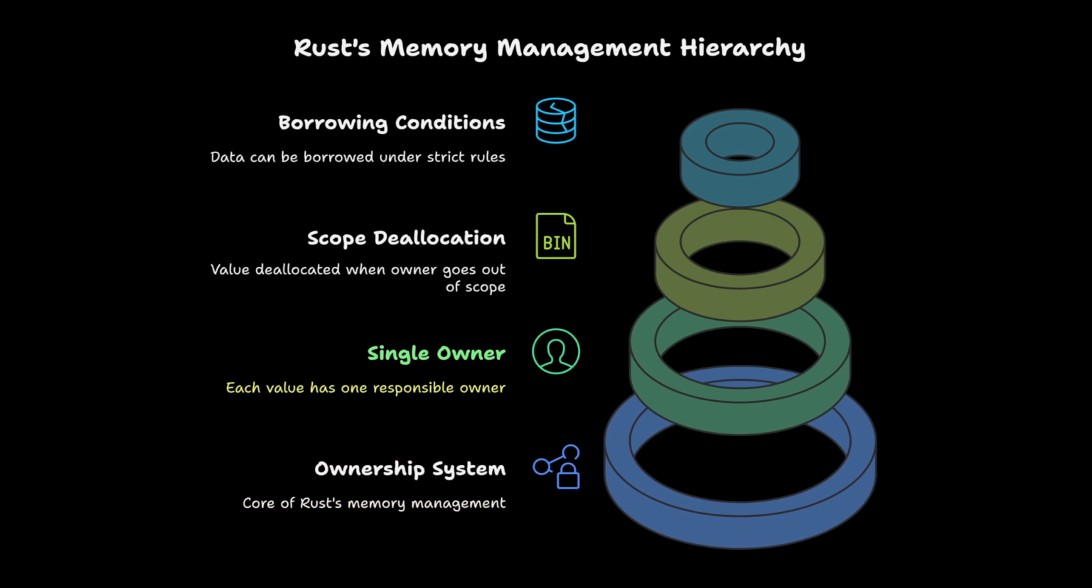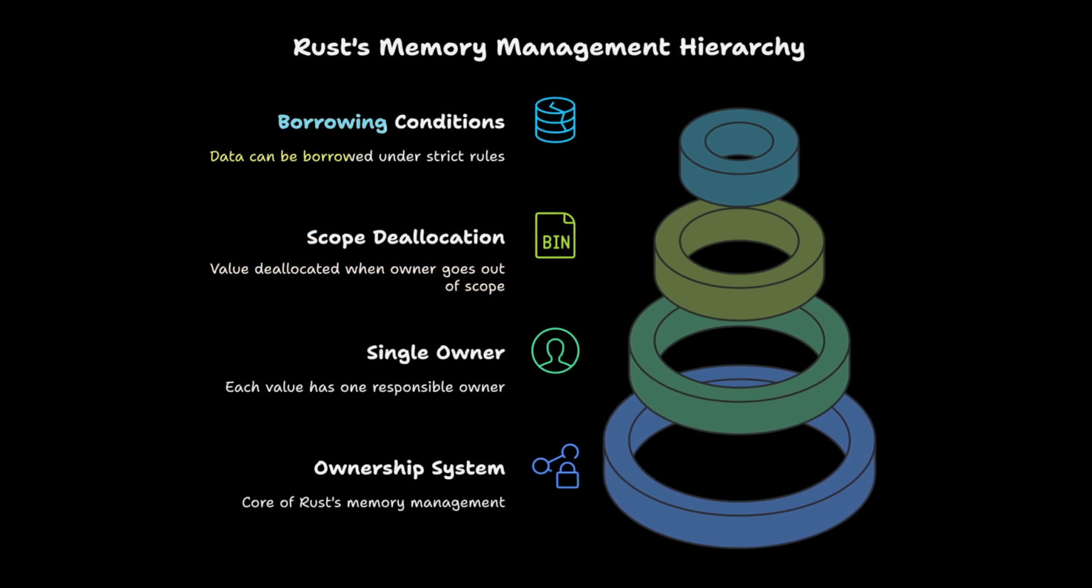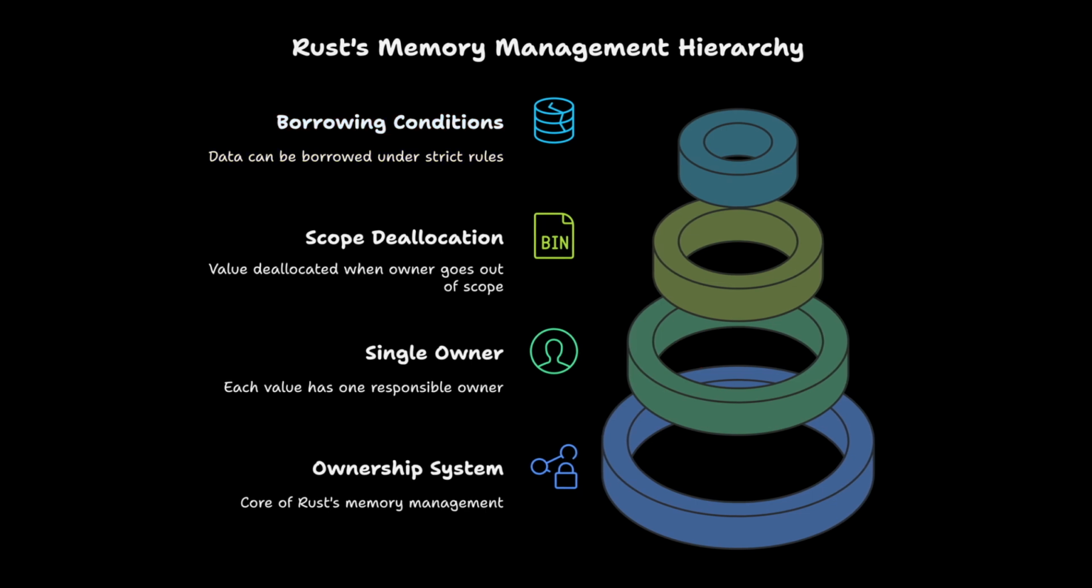Each value in Rust has a single owner. When the owner goes out of scope, the value is automatically deallocated. You can borrow data, but only under strict conditions. This might sound complex, but let's jump into code and see it in action.